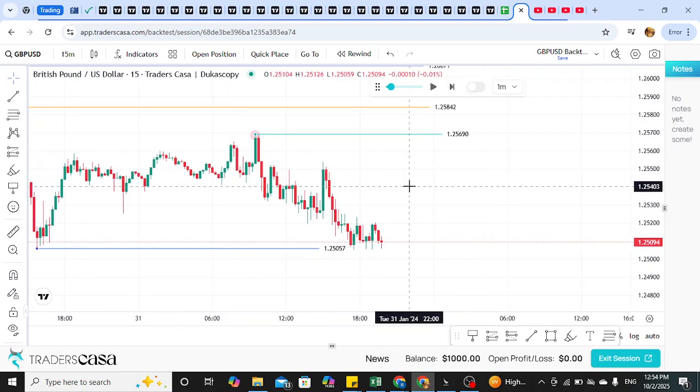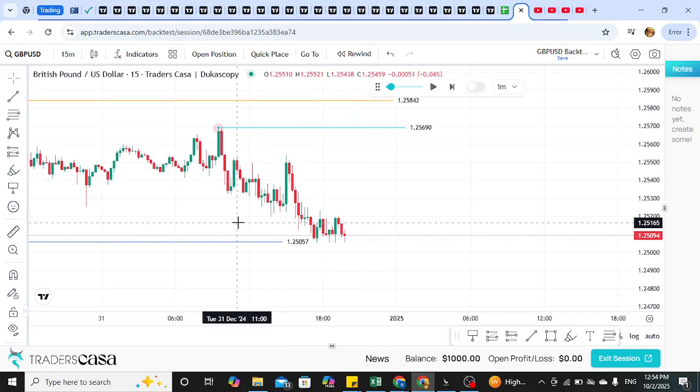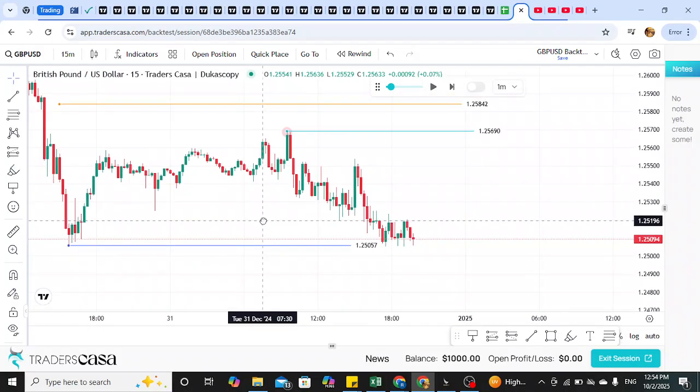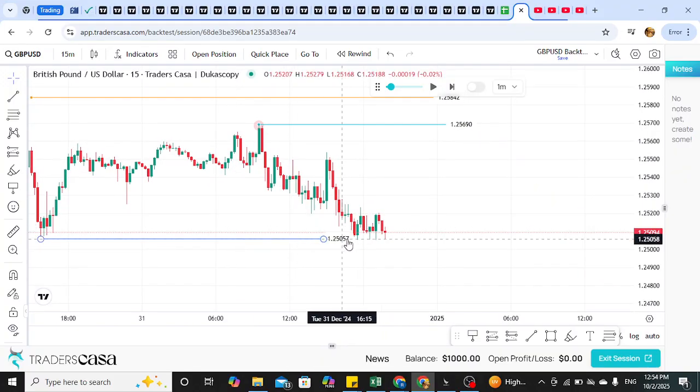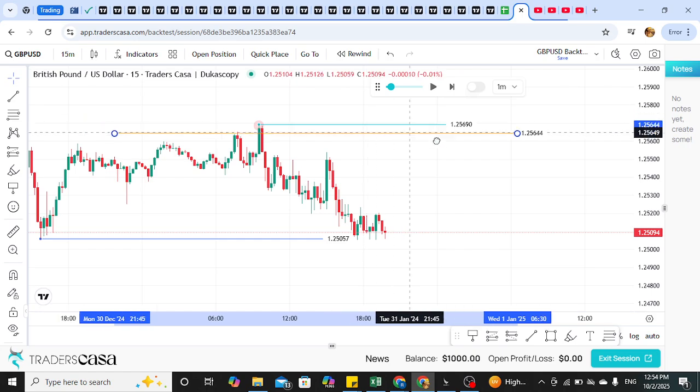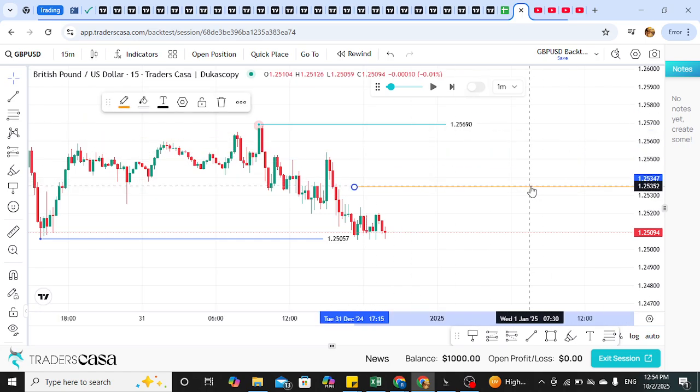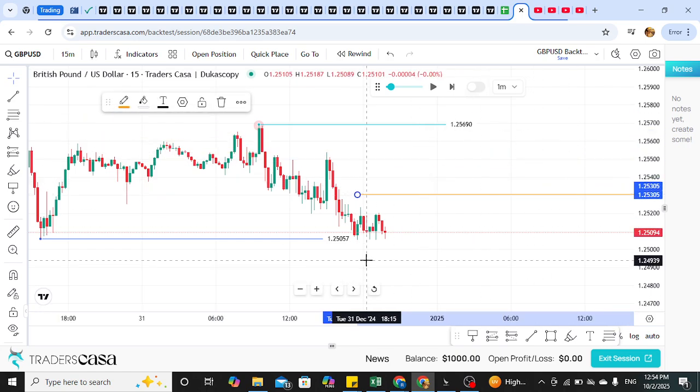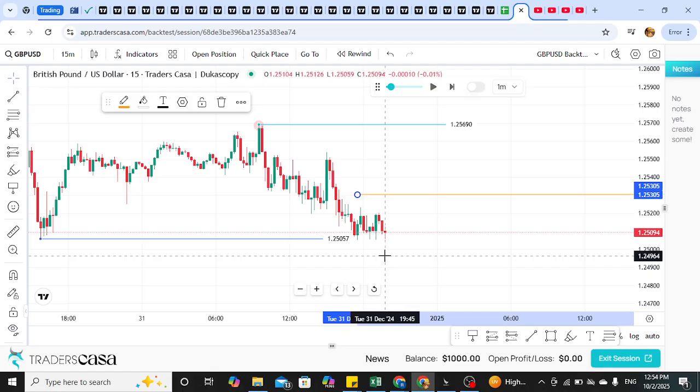What we want now is to identify the low. Currently, with this scenario here, where is the lowest low in these candles? This is at 25.052, 054, 053, 0. So this is the lowest.